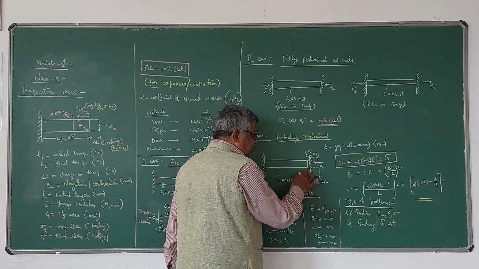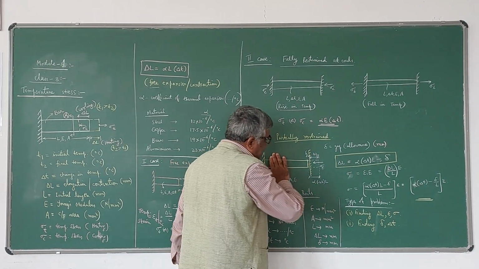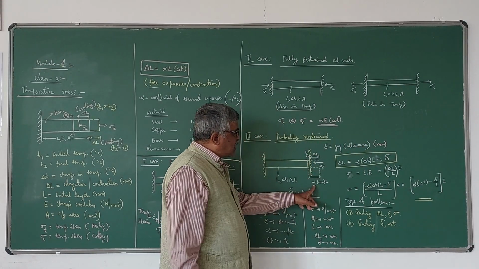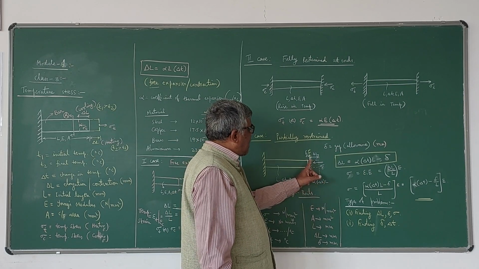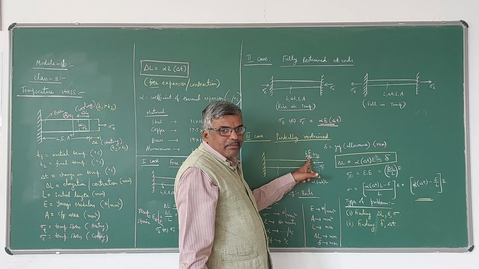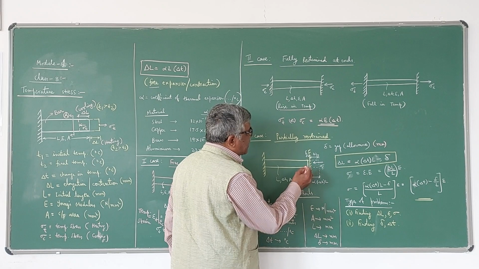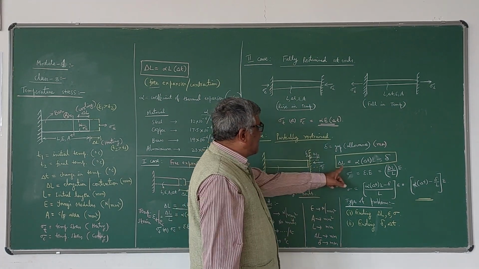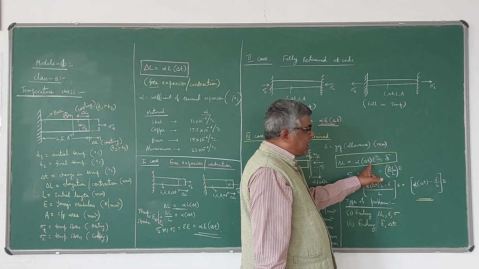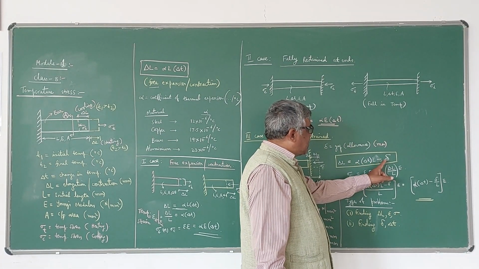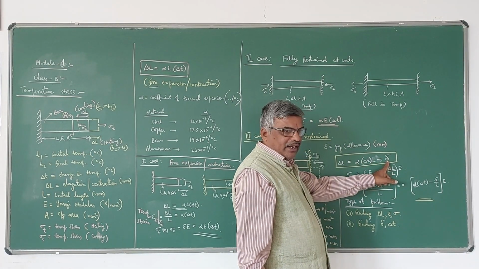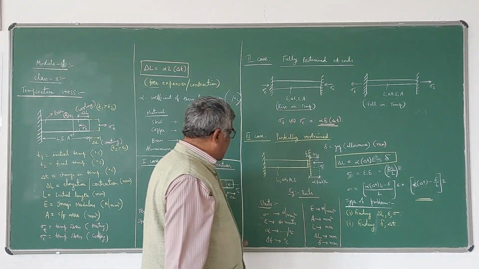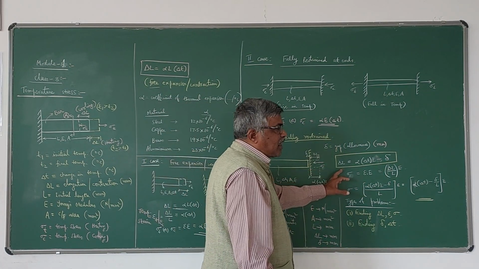So in this case, what happens? If it is free, then it expands freely. The value is alpha into delta T into L. But I have provided the delta gap here. Therefore, the net expansion will be this minus delta. See here, delta L is alpha into delta T into L, which is free expansion, minus the allowance, whatever is given.